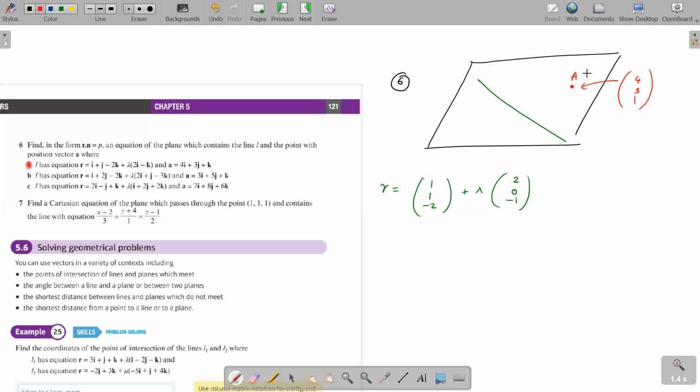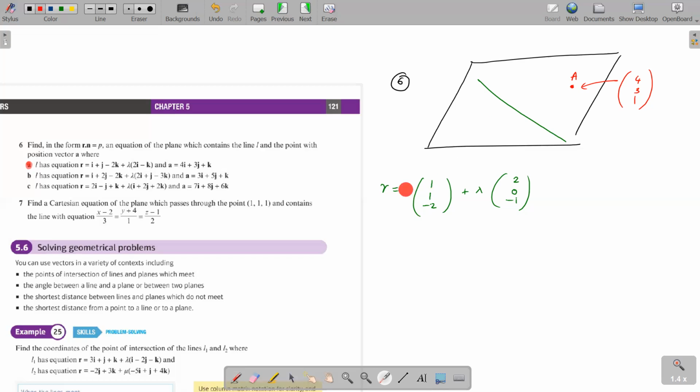Now they are asking you to get the equation of the plane in terms of r dot n equals p, which means r dot n equals a dot n. So what's the biggest thing you need to find here? First thing you have to do is find n, a vector perpendicular to the plane, right? How do we find a vector perpendicular to the plane? You have to get the cross product of two direction vectors on the plane. Can you take the cross product of position vectors? No.